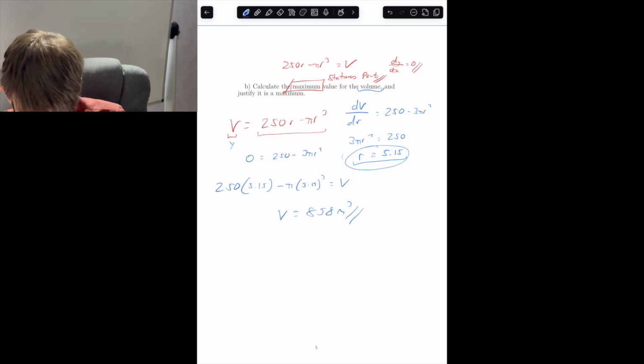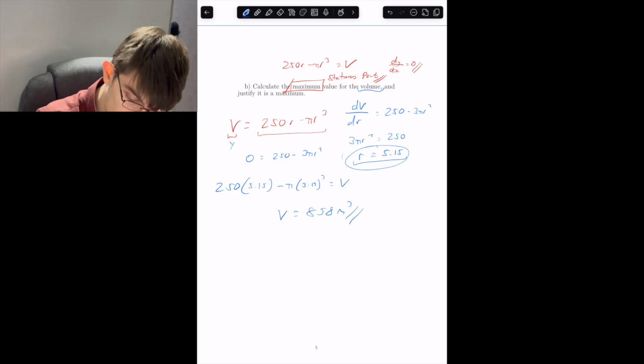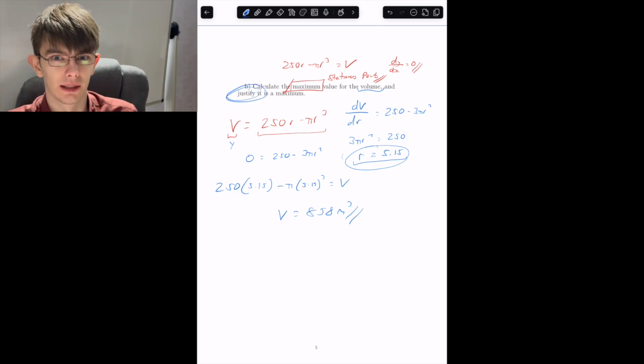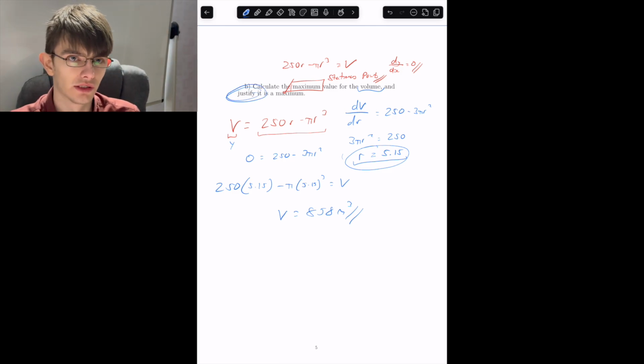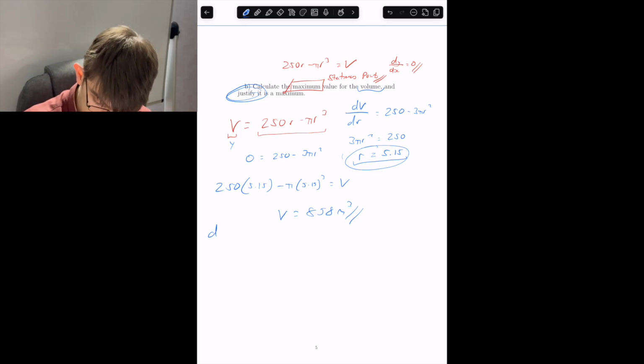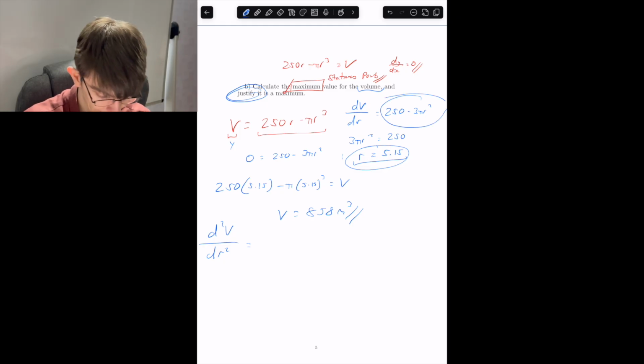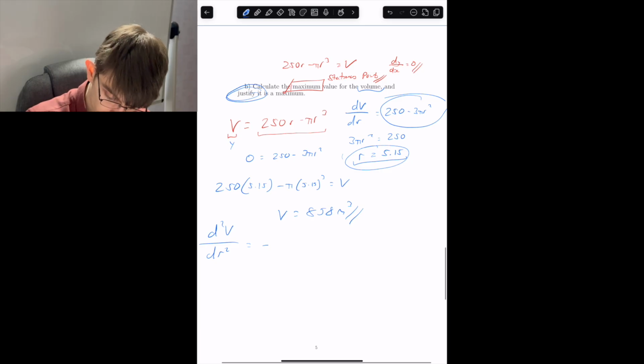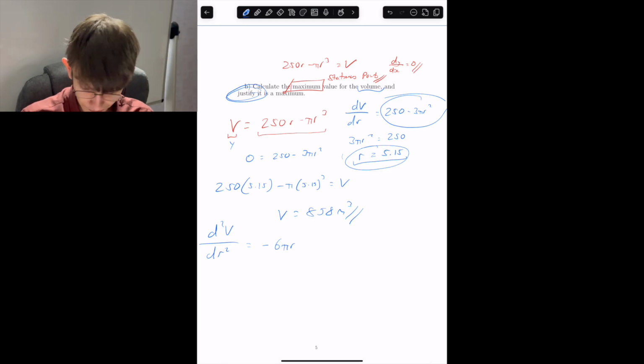Okay then, so that's our maximum value of volume, but we are asked to justify that it is a maximum. Two ways to do this. I'm going to use the posh way, which involves a second derivative. So what's my second derivative? Well, my first derivative is up here, and that's going to be quite nice to differentiate because my 250 is going to disappear. My 2 is going to be brought down, so I get minus 6 times pi r.